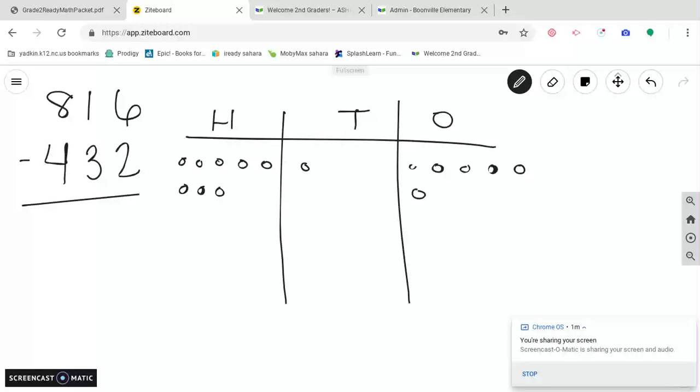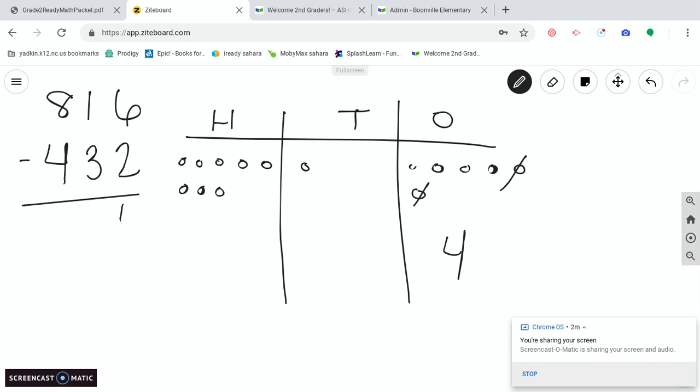Okay, now we're going to take away 432. So I need to take away 2 ones from 6 ones. Can I do that? Absolutely. No need to move a 10 over. So there are 1, 2, 3, 4 ones left.